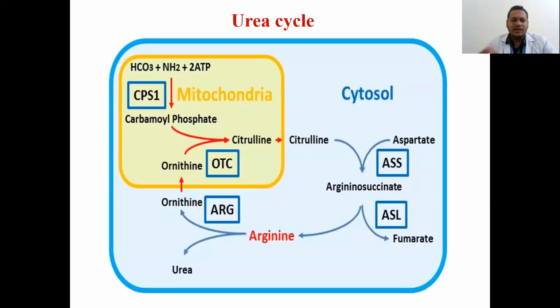This is the overview of the urea cycle, where bicarbonate, ammonia, and 2 ATP with carbamoyl phosphate synthase 1 are converted into carbamoyl phosphate. Ornithine and carbamoyl phosphate combine to form citrulline, and this citrulline gets out of the mitochondria and enters the cytosol. In the cytosol, citrulline combines with aspartate to form argininosuccinate with the help of argininosuccinate synthase, and argininosuccinate is cleaved into arginine and fumarate with the help of argininosuccinate lyase. Arginine, with the help of arginase, is divided into urea and ornithine. This ornithine goes back to the mitochondria for the formation of citrulline.